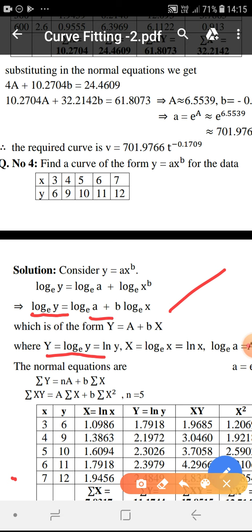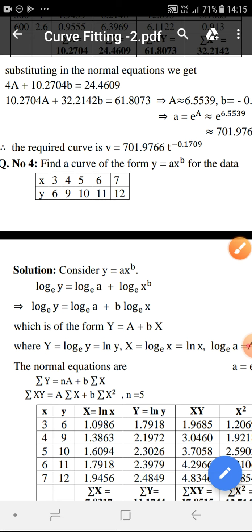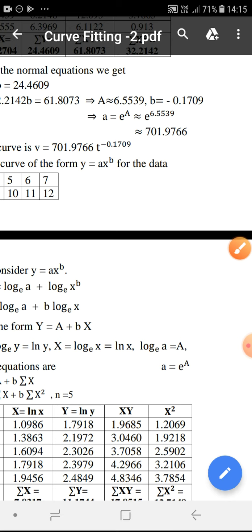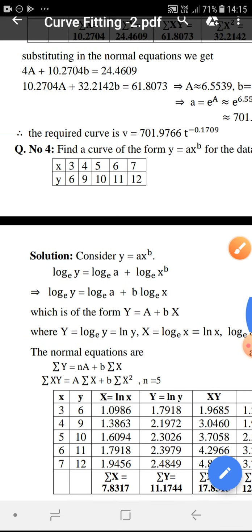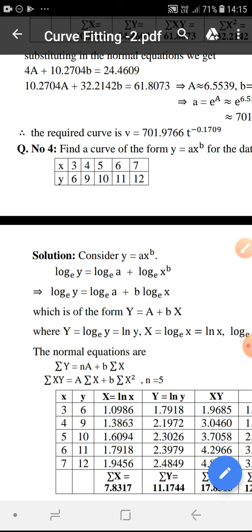Then log a to the base e, you can take it as capital letter A, and log x to the base e, you can take it as capital letter X, which is equal to ln x. Capital letter A is log a to the base e, means small letter a will be e power capital letter A. So the equation is in the form Y equal to capital letter A plus bX. Now for this equation you can find capital letter A and small letter b by forming the normal equations.